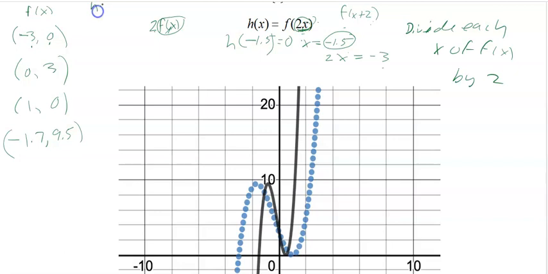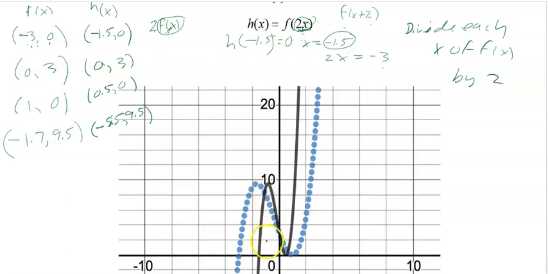So I'm going to get these points here, where I had negative 3, 0. Half of negative 3 is negative 1.5. I'm going to have negative 1.5, 0. Half of 0 is still 0. So I'm only changing the x's. So these are my points on my new function. Half of 1 is 0.5. And half of negative 1.7 is about negative 0.85, 9.5. So let's see if those points indeed show up on our new black graph h of x.